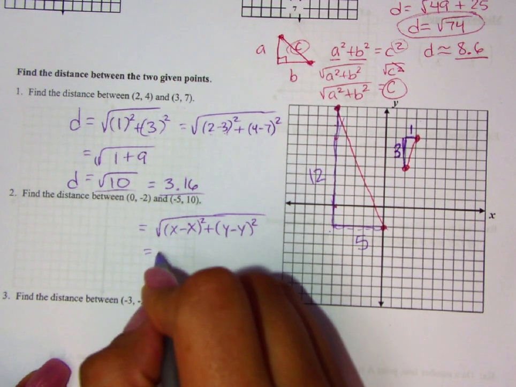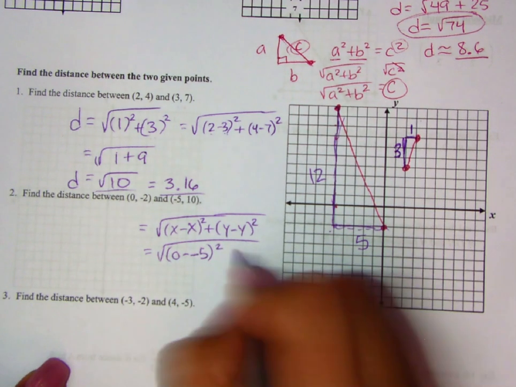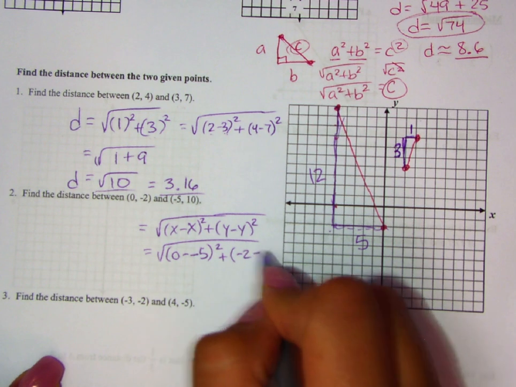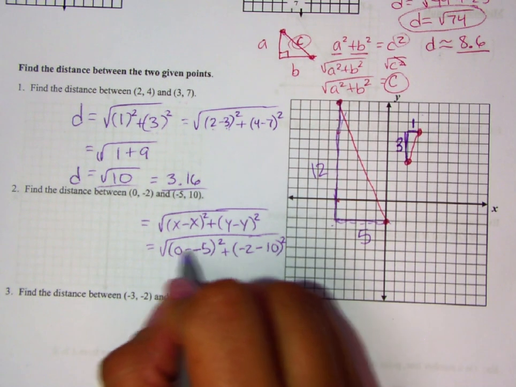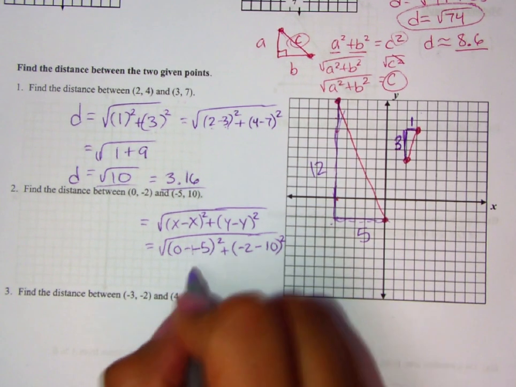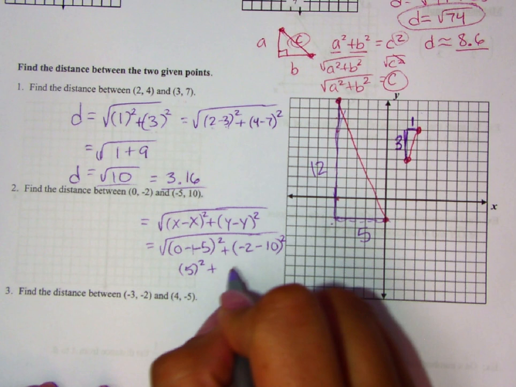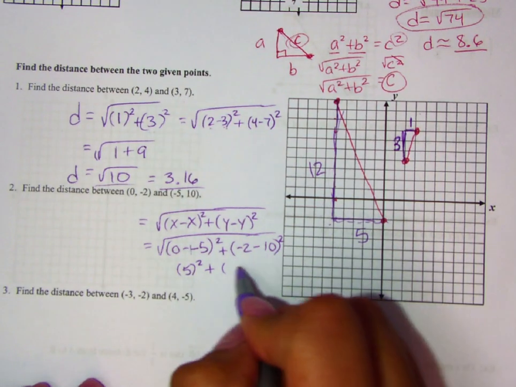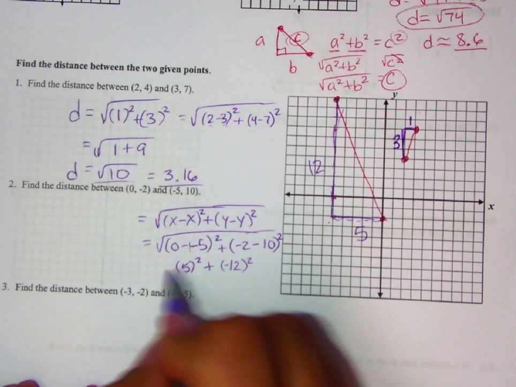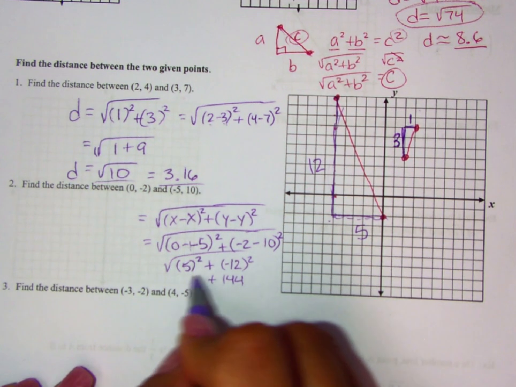So that would be 0 minus negative 5 squared plus negative 2 minus 10 squared. And if you want to do the mental math, this is 0 minus negative 5, so it becomes a plus. So that's 5 squared. And negative 2 minus 10, that is a distance of 12 spaces. We have negative 12 if you want to write the accurate answer for that. But again, it won't matter because negative 12 times negative 12 is 144. And then 5 times 5 is 25.